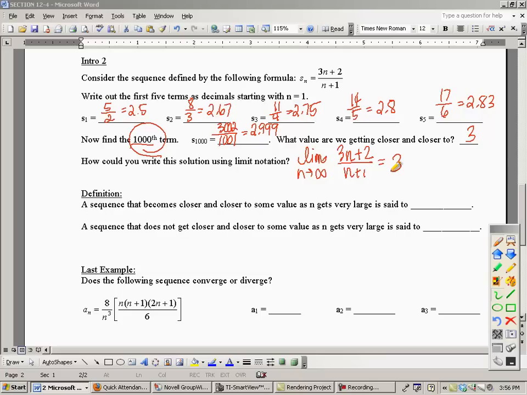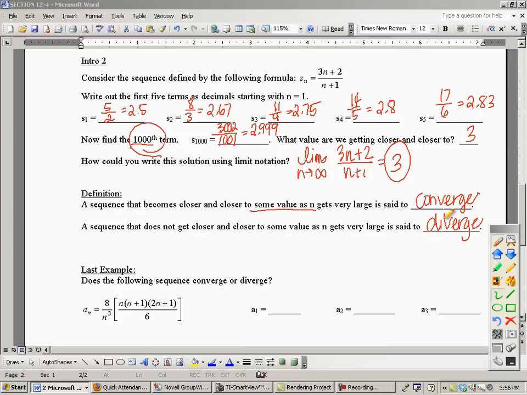Now, because the sequence gets closer to a value, we say that the sequence converges. If the sequence does not get closer and closer to a value, then we call it a diverging sequence. And so this is one way to look at it.